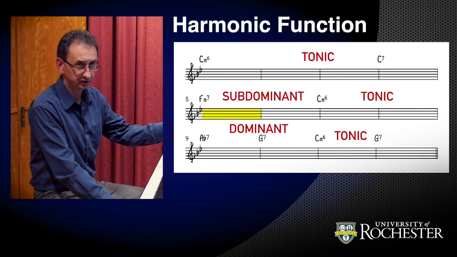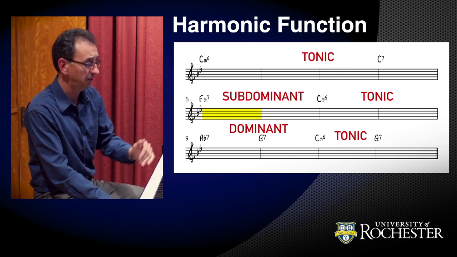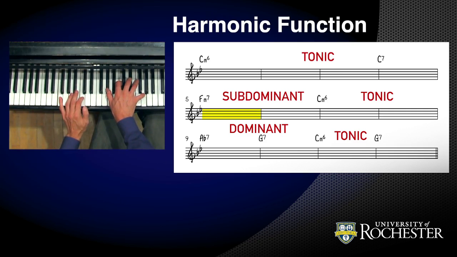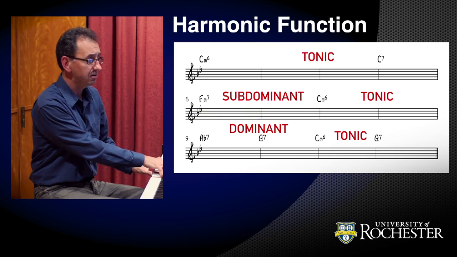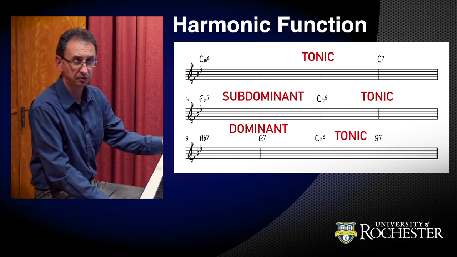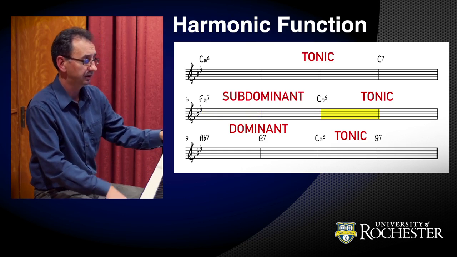Measure 5 features motion to minor subdominant. So your F minor 7 is built on scale degree 4 of the C minor key before returning to the tonic in measure 7.